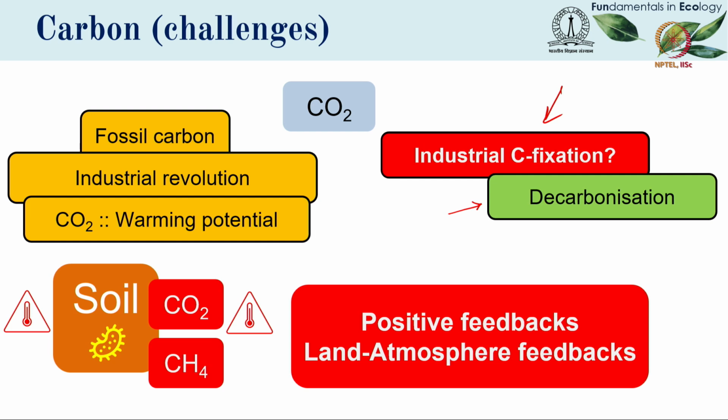Now the problem started with the Industrial Revolution, which allowed humans in the 1700s to fuel industries using fossil forms of carbon. This was carbon that was fixed by plants in the Carboniferous or the Devonian period, and these plants did not decompose. Instead, they got buried and became fossilized. So they became coal, they became petroleum.